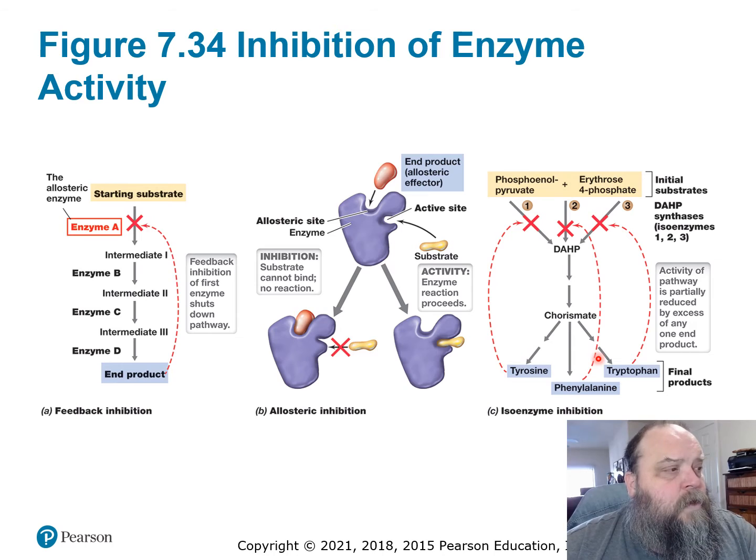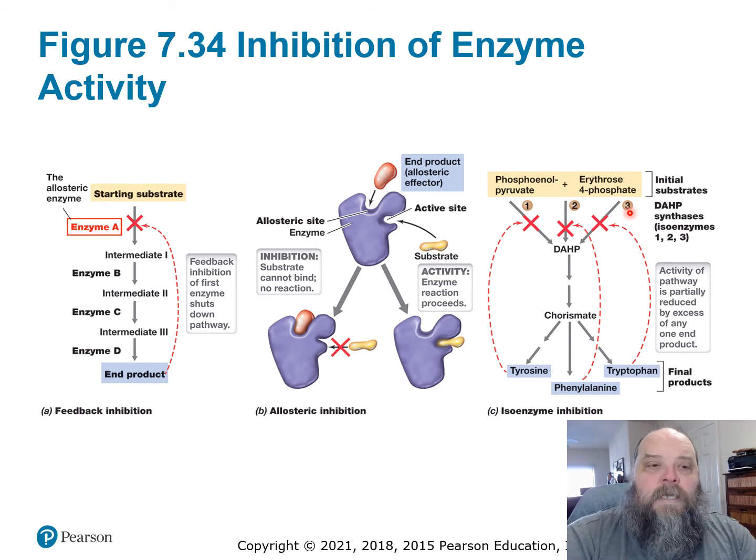We also see, though, that it's not always so cut and dry. You see enzyme A takes substrate, turns it into intermediate 1. But what happens if there are numerous substrates that can be turned into intermediate 1? Here, DAHP is an example. You have 3 enzymes, and I'm not going to go over which 3 they are. I don't care what those 3 are. Just here in our example, there's 3.